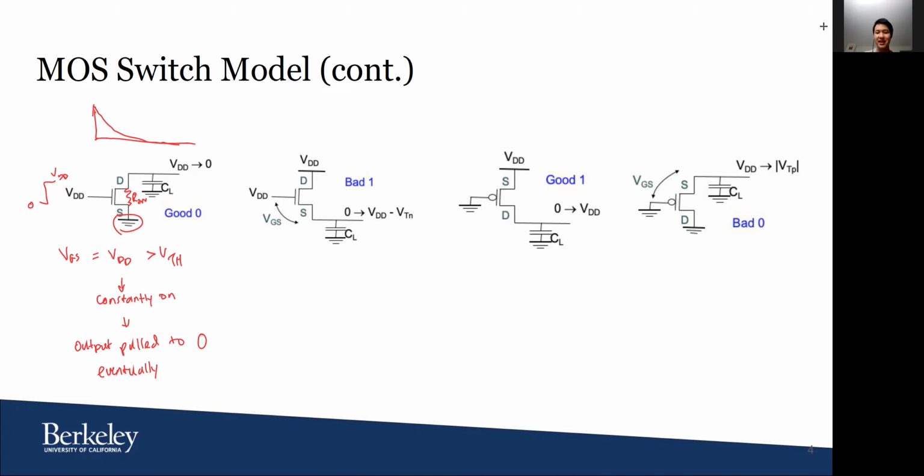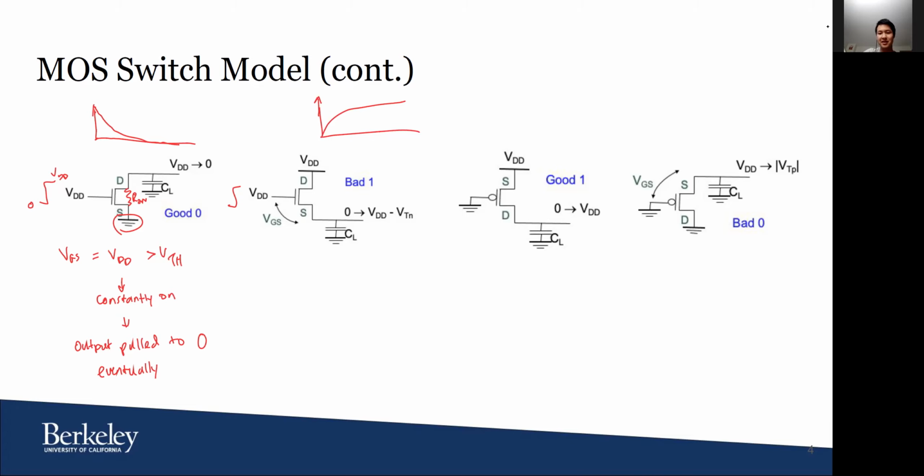Okay. Now let's take a look at this NMOS in the second example. Again, we're having a step voltage on the input, but this is supposedly a bad one. What we're trying to do is pull the output node from 0 to high, so we're trying to go something like this. But the question is, what happens?